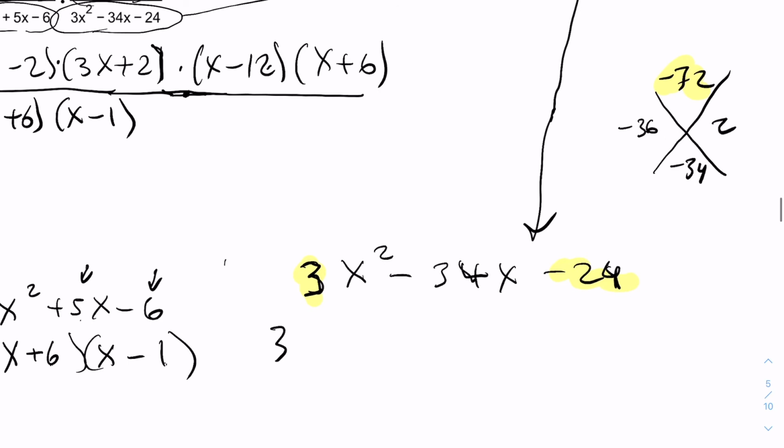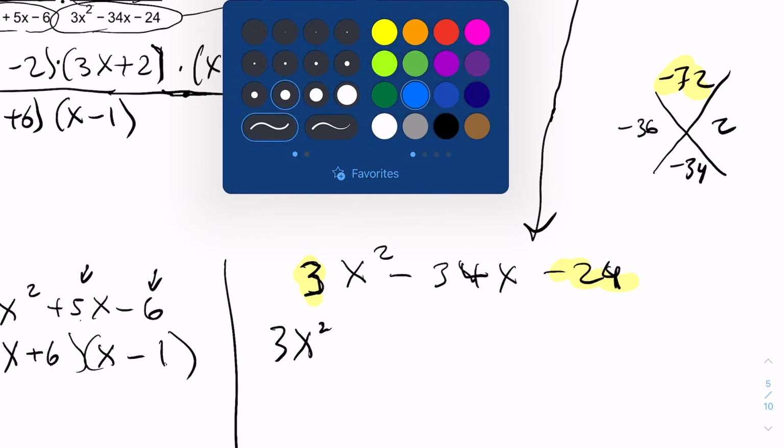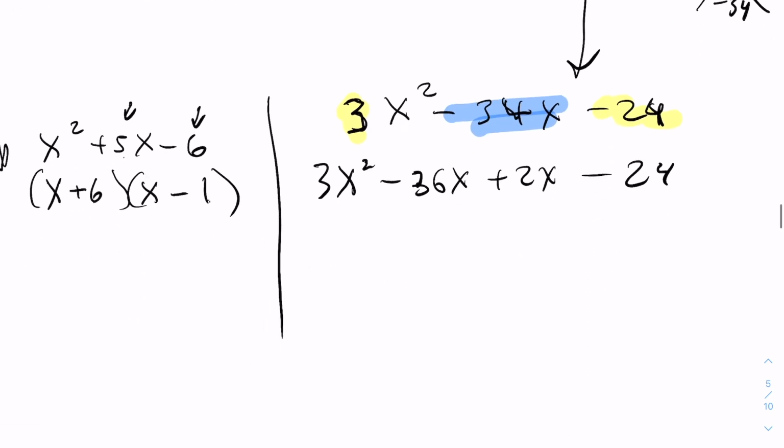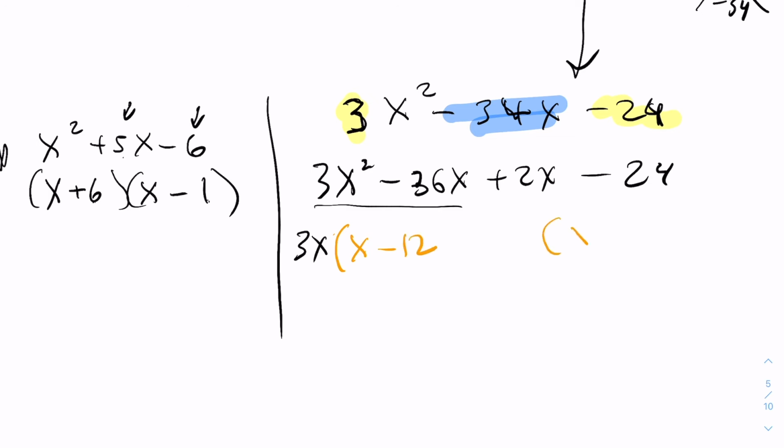So remember now what we want to do is replace the middle number with my two target numbers. That's just going to give us 3x squared minus 36x plus 2x minus 24. Now we're back to the good old grouping. Factoring out 3x, what we have left is x minus 12. So x minus 12 is the grouping we're looking for.